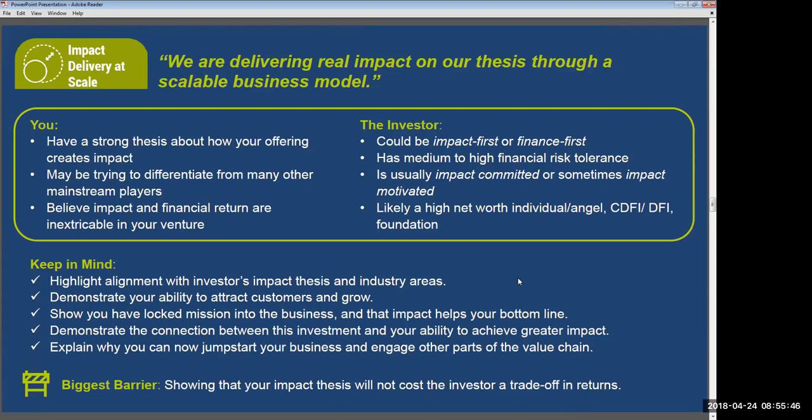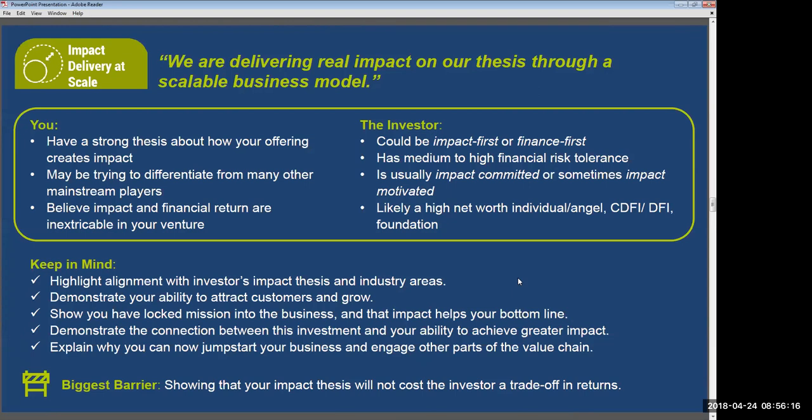And they're often someone who has a little bit more flexibility, like a high net worth individual, or an institution that has impact embedded into its mission, such as a community development finance institution, a development finance institution, or a private foundation, or a government agency. So somebody who really wants to see that if we invest in you, you are able to not only do something that's very impactful, but really scale it up over time.